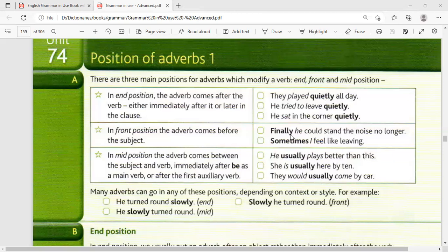The second example, when I say he tried to leave quietly. So quietly here is an adverb and it comes after the verb. After what? Leave quietly, after the verb. Also the third example, when I say he sat in the corner quietly. The verb here is sat, and the adverb comes later in the clause.